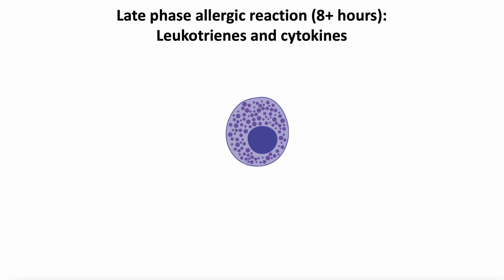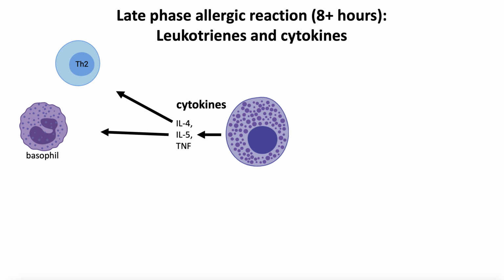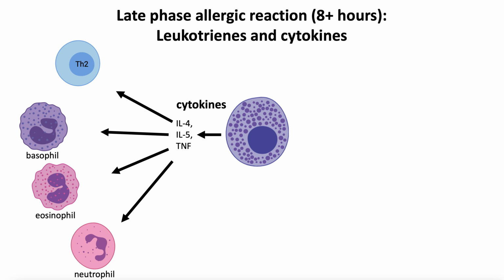You will also often observe, not always, but often observe a late phase allergic reaction. And this can occur 8 to 12 hours after initial exposure to the allergen. And this late phase reaction is mediated primarily by leukotrienes and cytokines. So cytokines such as interleukin-4 and interleukin-5 and even tumor necrosis factor can be produced by mast cells after they have been activated. And these cytokines can then induce activation and recruitment of Th2 cells, basophils, eosinophils, and neutrophils. And this dramatically enhances the inflammatory response within the tissue and prolongs it quite a bit.